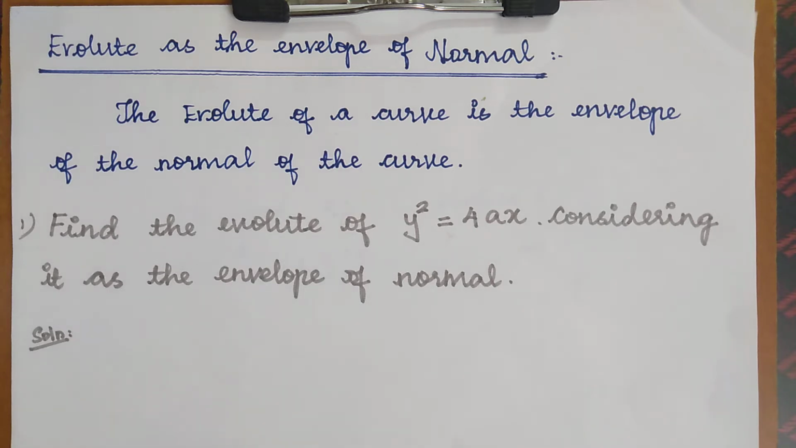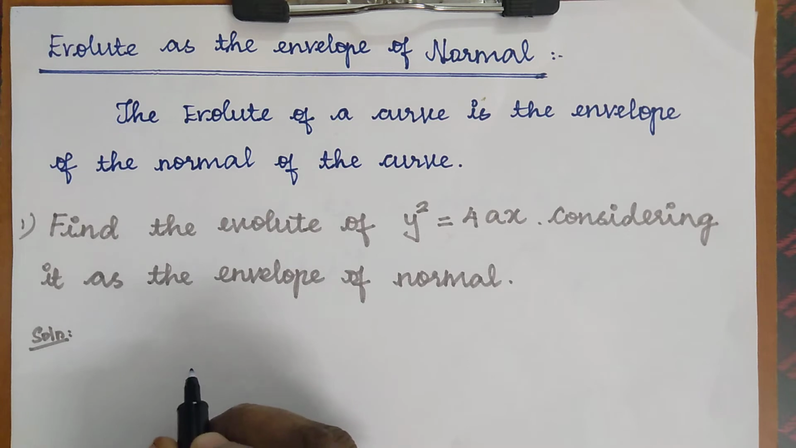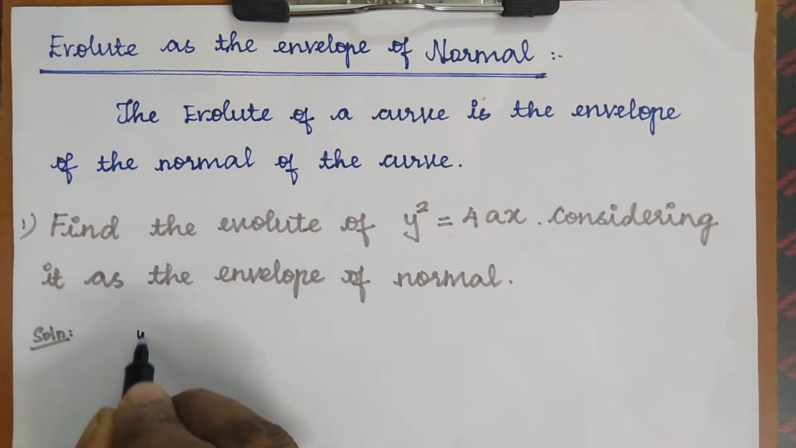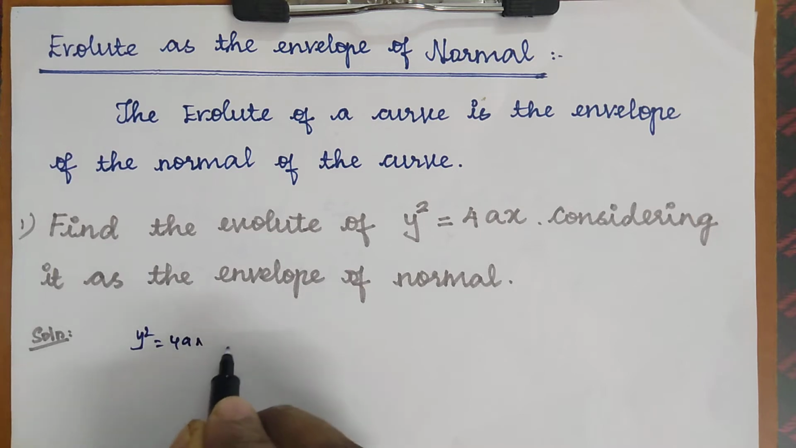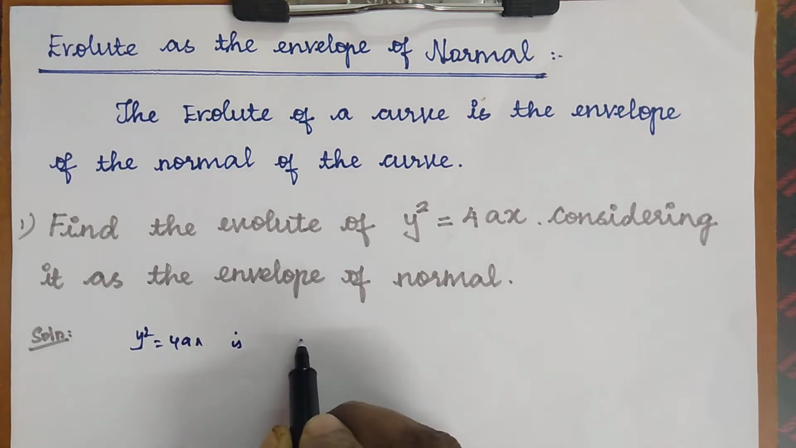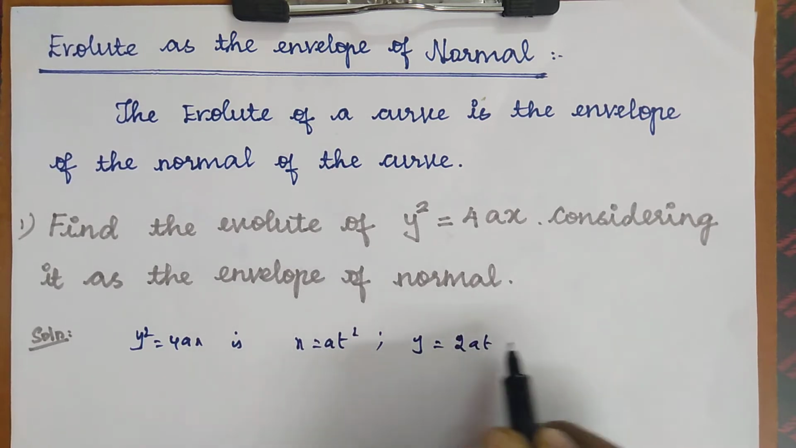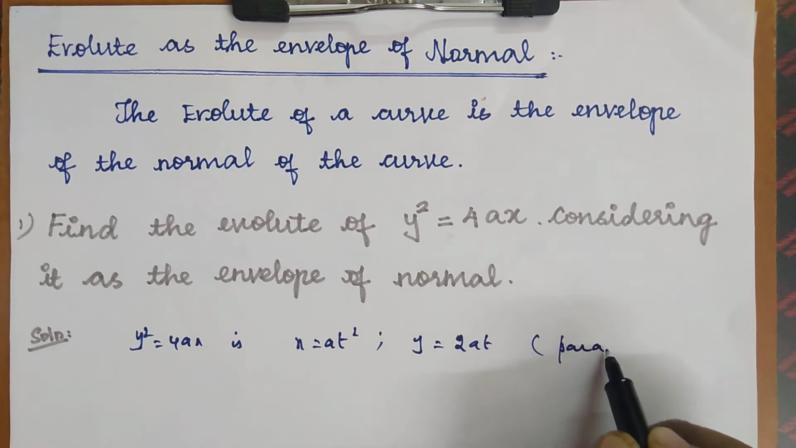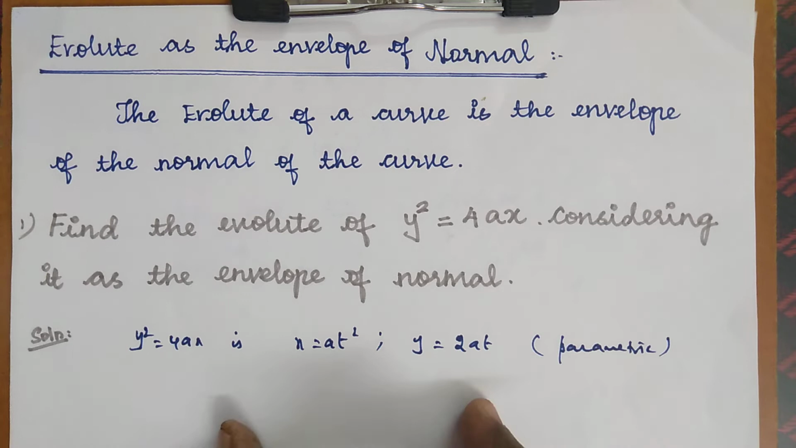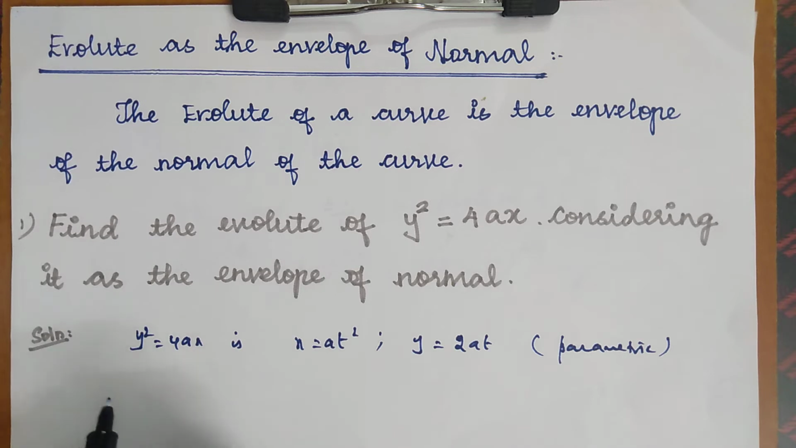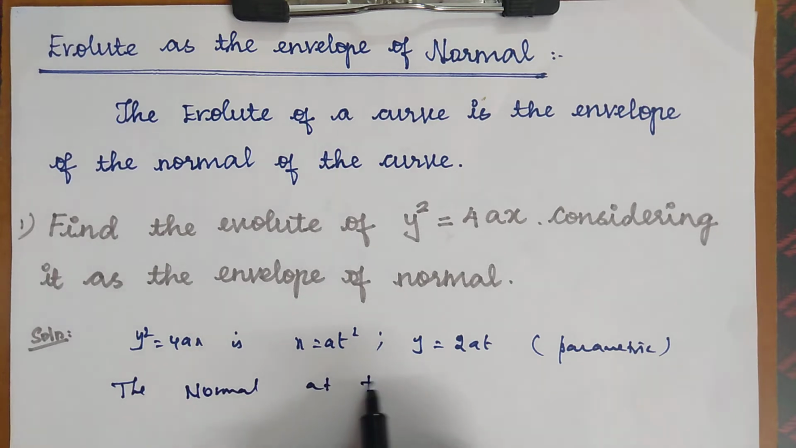So look at the solution. Under this topic, first we have to write any point on the curve y square equal to 4ax. We write the parametric equation: x is equal to at square and y is equal to 2at. So here we are taking any point on the curve, and we know the normal at the point x equal to at square, y equal to 2at.